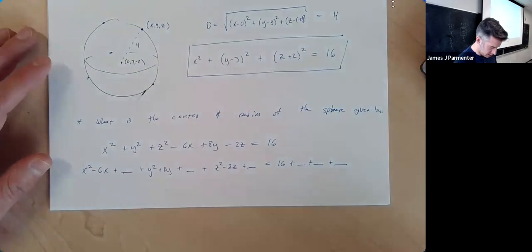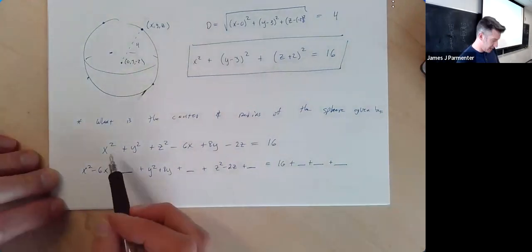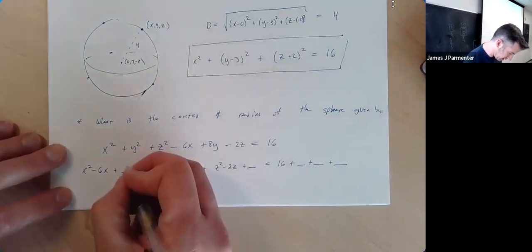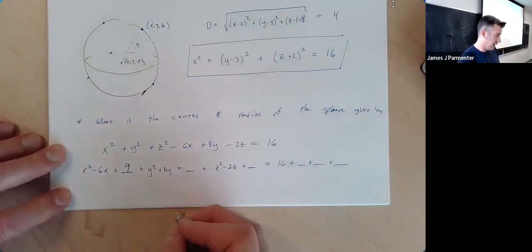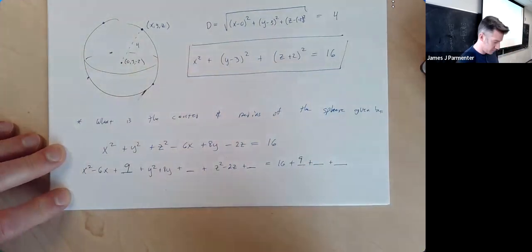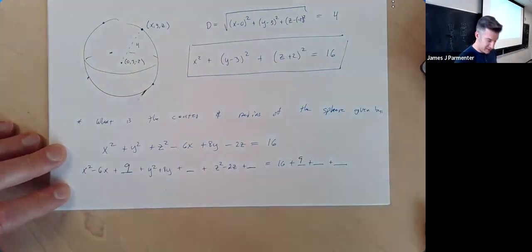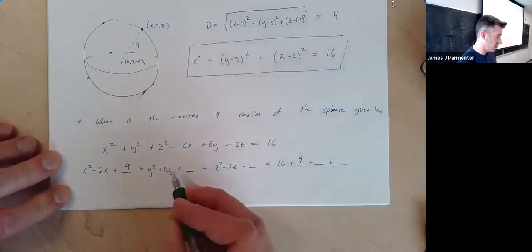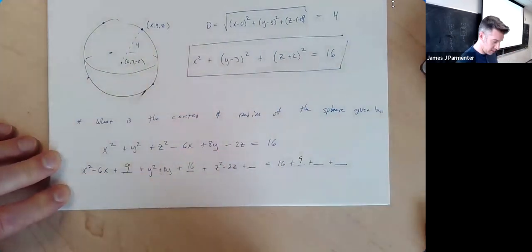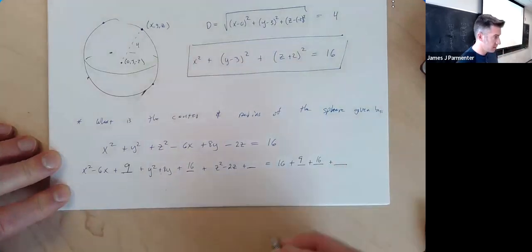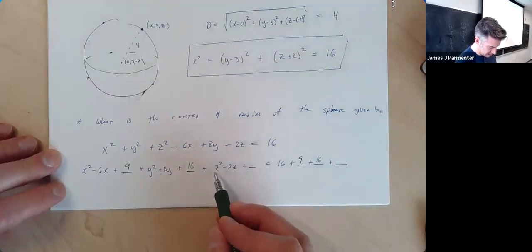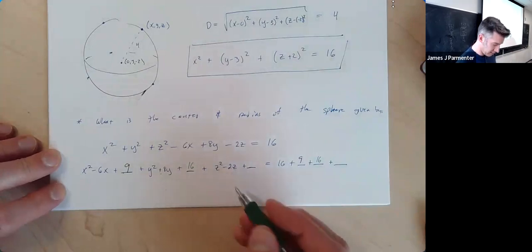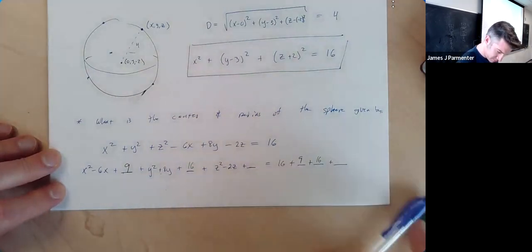So to complete the square here, I'm going to take -6 divided by 2, which is -3, and square it. That's going to give me a positive 9. If I add 9 there, I'm going to add 9 over here. For y squared plus 8y, half of 8 is 4, 4 squared is 16. Add it to one side, add it to the other side. Finally, z squared minus 2z: half of -2 is -1, and -1 squared is +1.